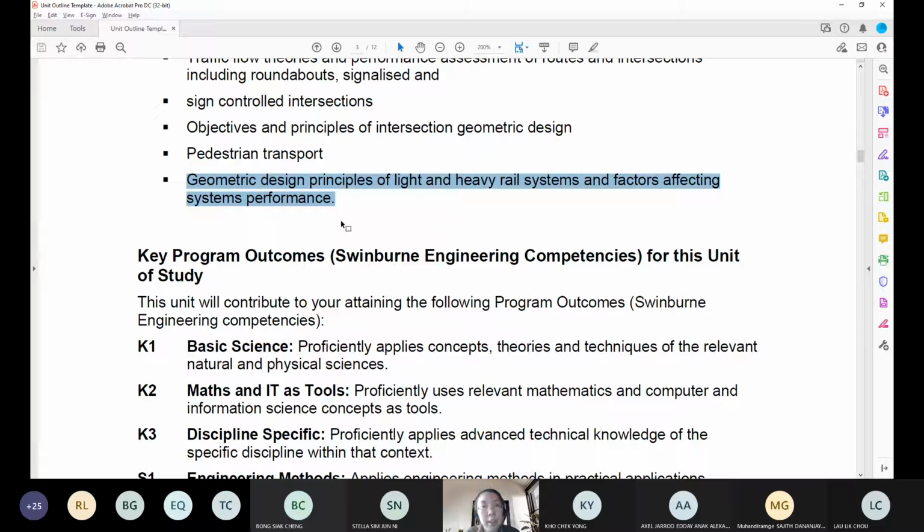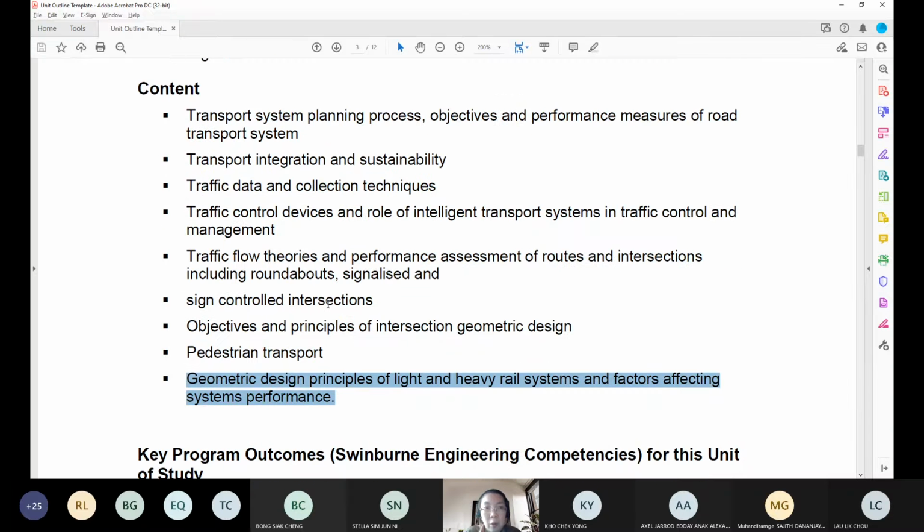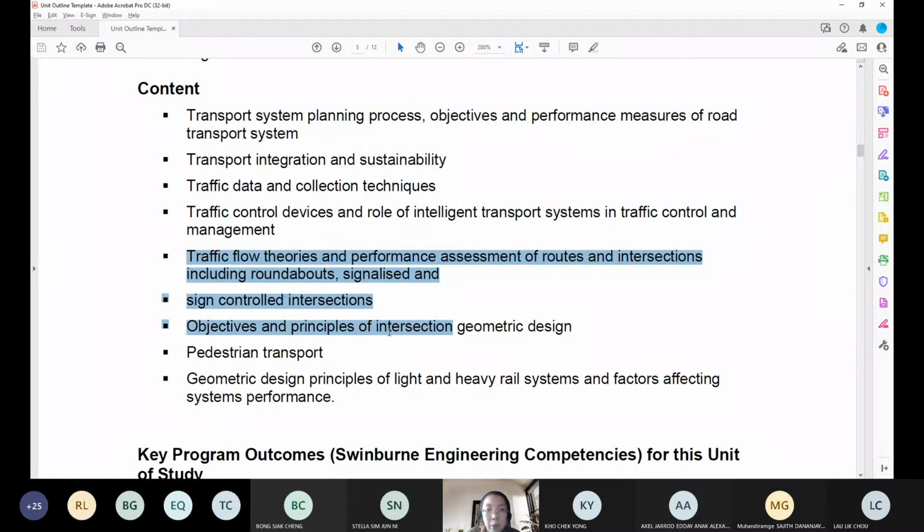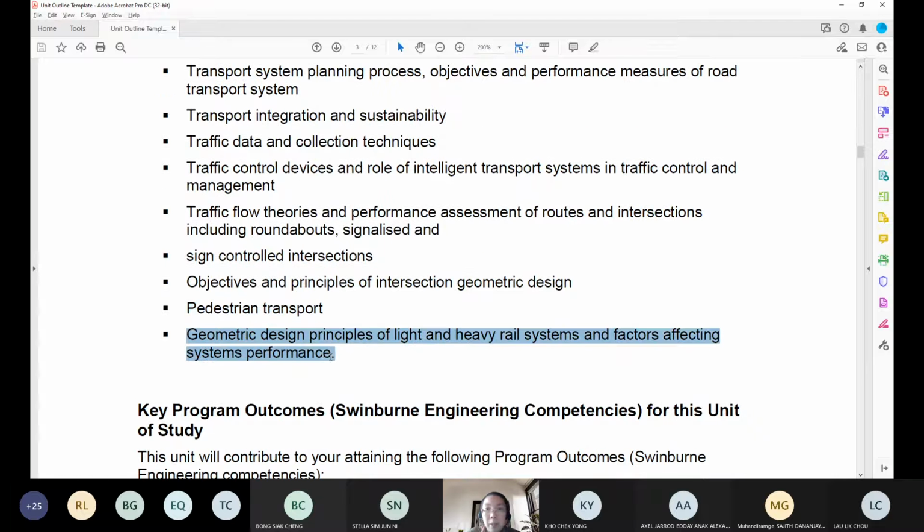So if you were to look into this unit overall, I would say you can divide that into roughly about 4 parts. First part, we'll look into transport planning and traffic management. Then we'll look at intersection design, okay, which is basically quite related to transport planning. All right, and then we'll look at pedestrian transport, and we'll look at rail systems. Okay, so 4 major topics.